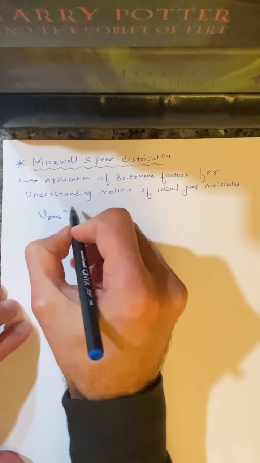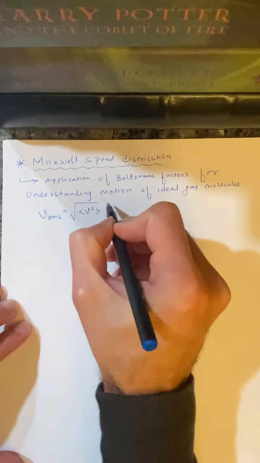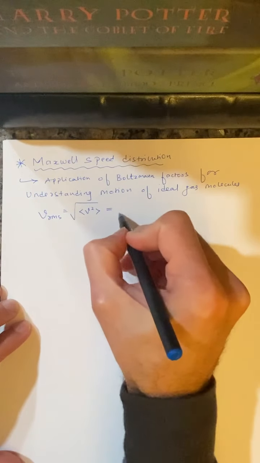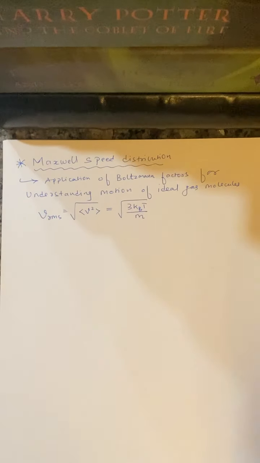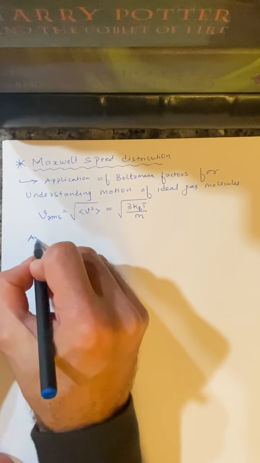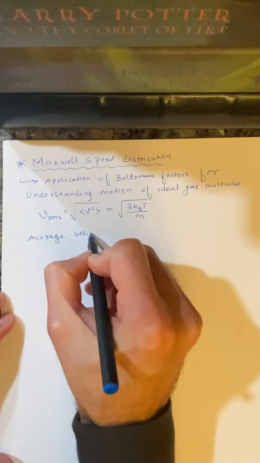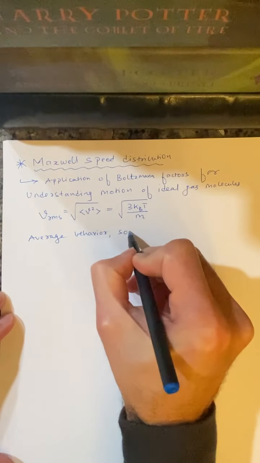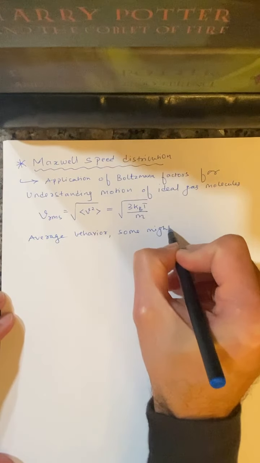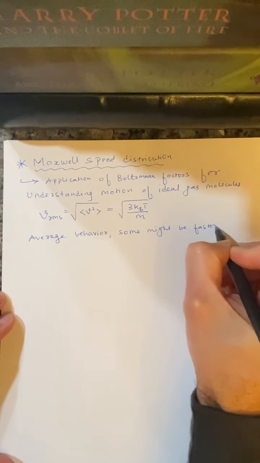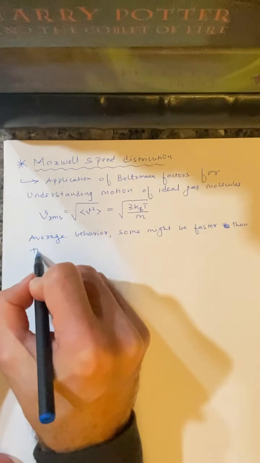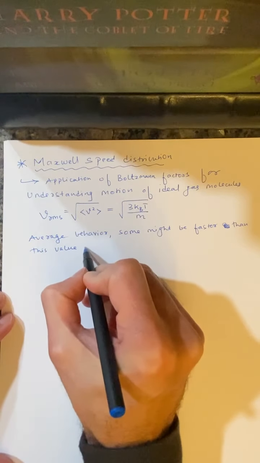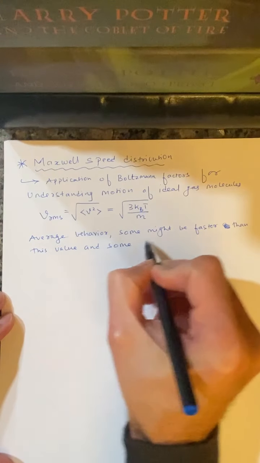VRMS is equal to the square root of the average velocity square, which is equal to the square root of 3 kBT over m. This is the root mean square speed. Again, this is the average behavior. Some molecules might be faster than this value, and some might be slower.